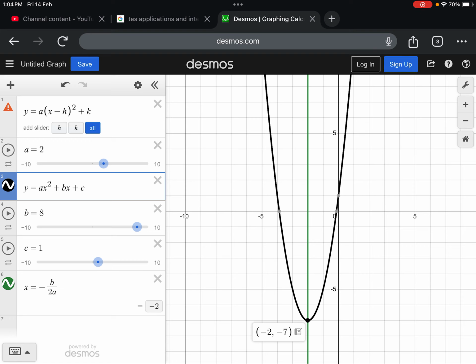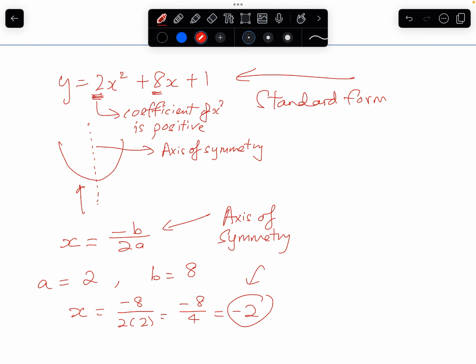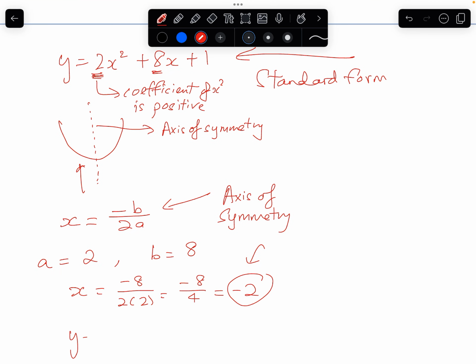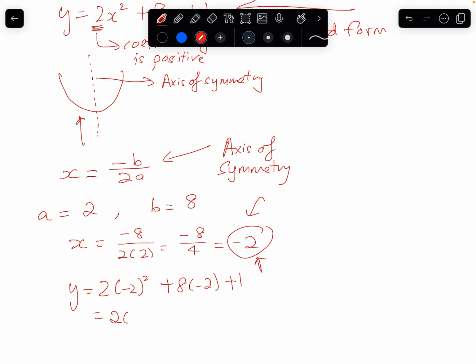Okay, and that really leaves us to find out what the y coordinate is. So we're missing the y. If we found the x, we can easily find the y value by substituting this number into the original equation. And by doing that, and working out this number, it is going to give me -7. So which means (-2, -7) is the vertex of this graph.